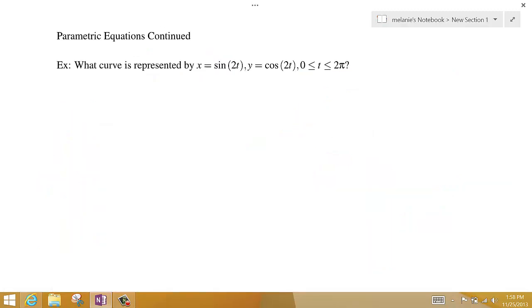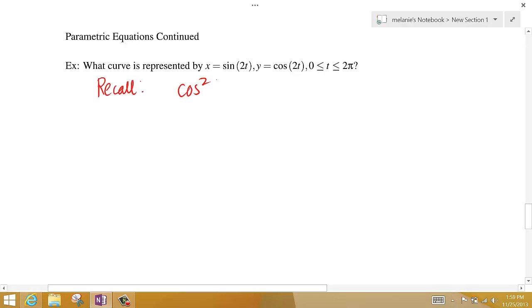What curve is represented by x equals sine 2t, y equals cosine 2t, where t ranges from 0 to 2 pi? So we look again. Can we come up with a relationship between x and y? We know that cosine squared theta plus sine squared theta is 1. Doesn't matter what theta is as long as it's the same thing. Cosine and sine are both operating on the same value. So my theta here is going to be 2t. So this is like writing cosine squared 2t plus sine squared 2t equals 1.